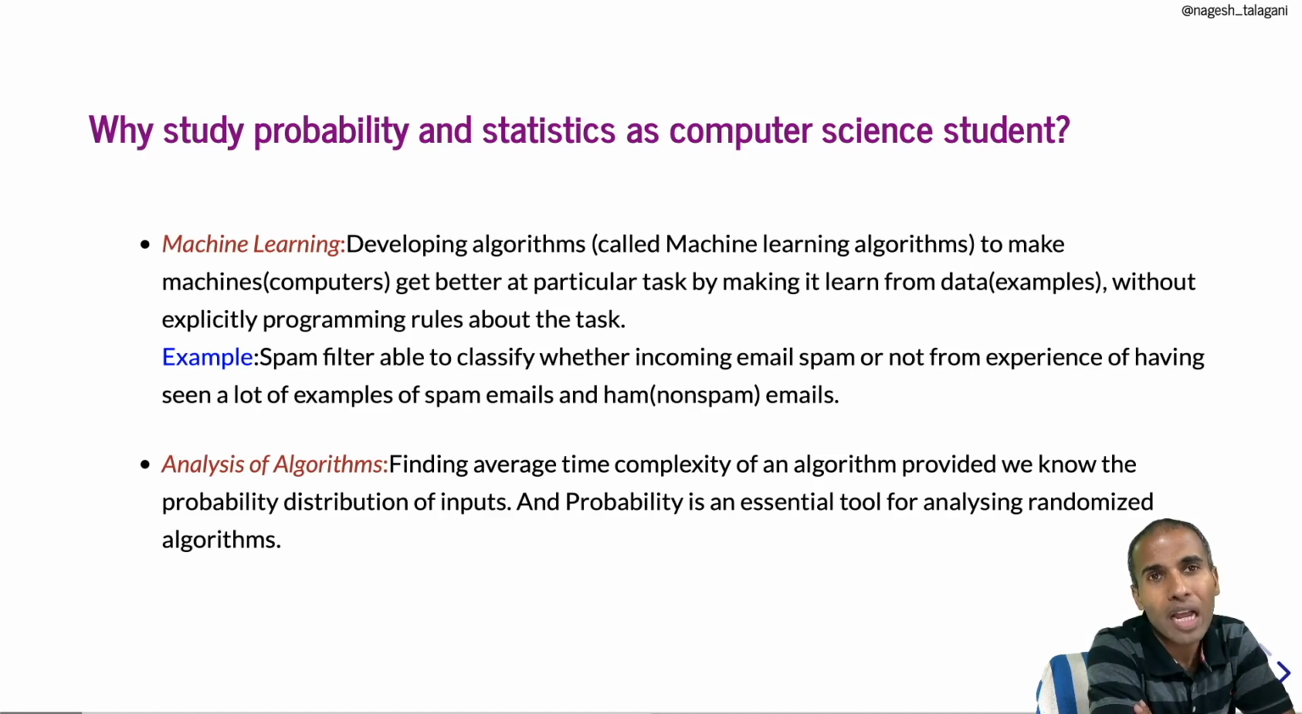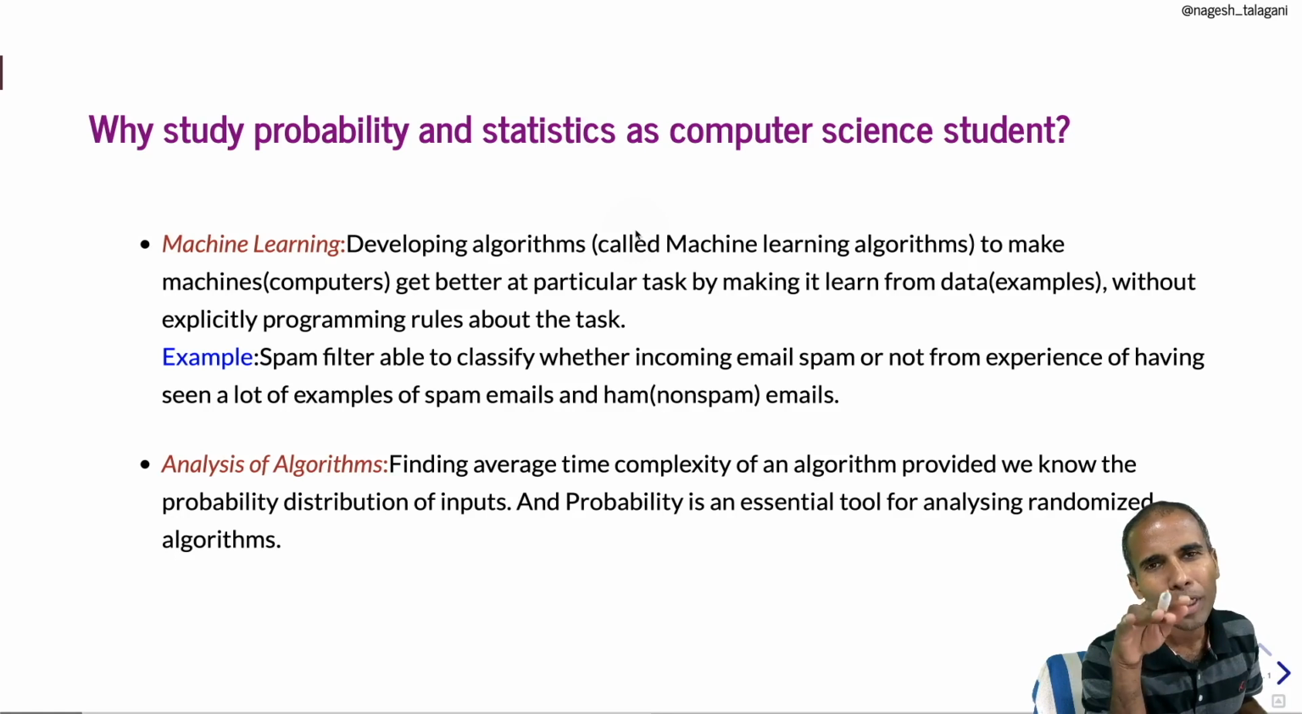But to find the average time complexity of an algorithm, we should be able to deal with the probability distribution of the inputs we are giving. And probability is also an essential tool for analyzing randomized algorithms, which make some random choice in some part of the logic. Now let me make you feel the difference between a probability problem and a statistics problem.